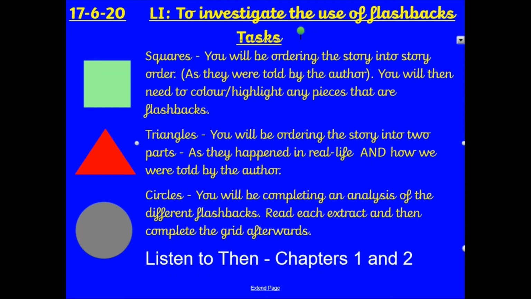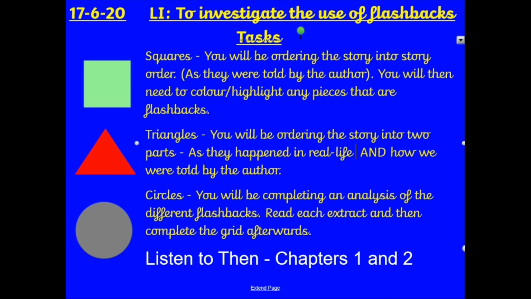Triangles, you will be ordering the story into two parts. The first one, you'll order it into as it happened in real life. That is a chronological order. And how we were told it by the author. Again, identify any flashbacks, make it clear that those are flashbacks, draw a little picture around them, highlight around those boxes that are flashbacks.